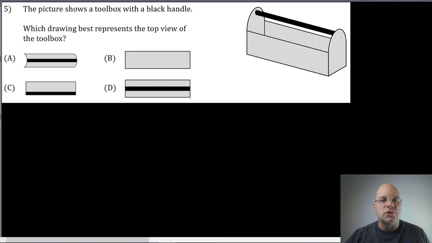Okay, we're working on page 2 of the review for your test on three-dimensional geometry and measurement. Problem 5 says the picture shows a toolbox with a black handle. Which drawing best represents the top view of the toolbox? So if you were looking from the top, what would you see? You would certainly see this black handle, so we could rule out answer choice B.